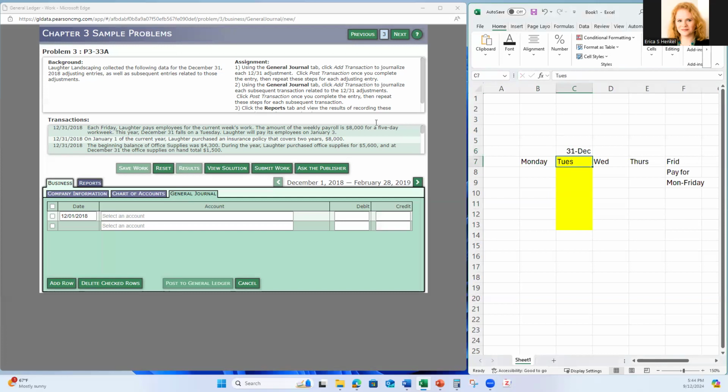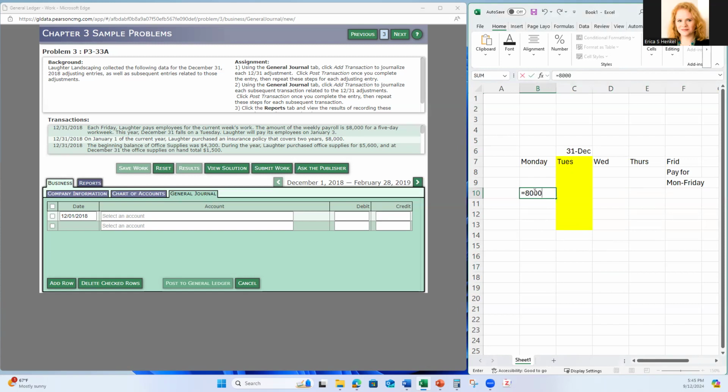That means that if they got paid the previous Friday for the previous week's work, as of December 31st, we have employees that worked on Monday and Tuesday that we need to record for the month end at December 31st. And those people have not been paid yet. They won't get paid until Friday. Now, if we have $8,000 worth of pay for this entire time period here, that means that roughly 1/5 of that would be for each day.